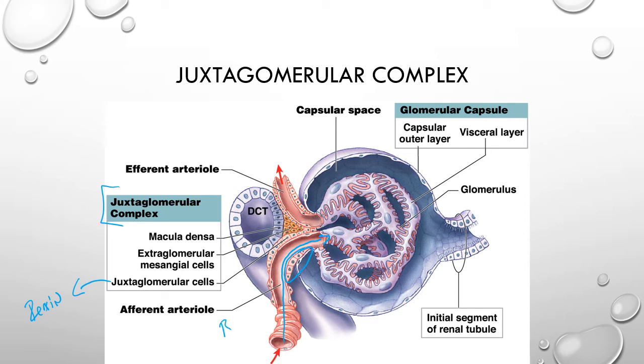If blood pressure has fallen as it's coming in, that's going to stimulate the release of renin, and that's going to get us our increase in angiotensinogen converting into angiotensin 1 to angiotensin 2, and then so on. And we're going to continue from that point on from there.